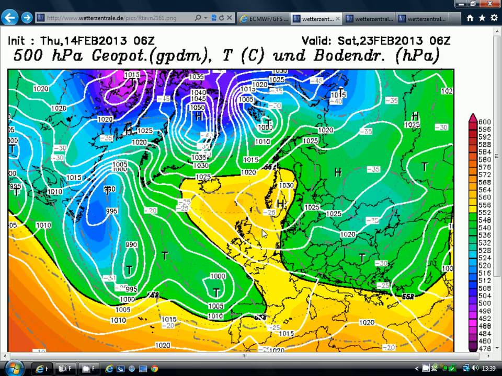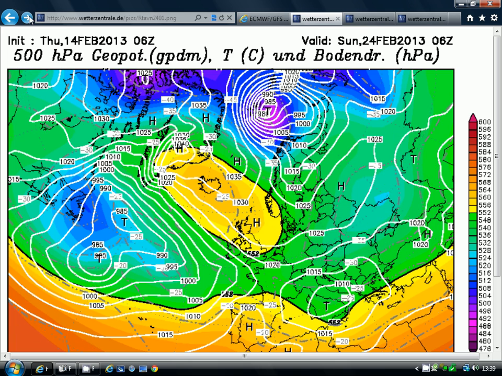The high pressure does start to move more towards the north, more towards Scandinavia, but it's still not really feeding in a cold flow, although by the time we get through to 10 days out, which is Sunday the 24th, there are indications that that high pressure is building up over the Greenland and Iceland area.